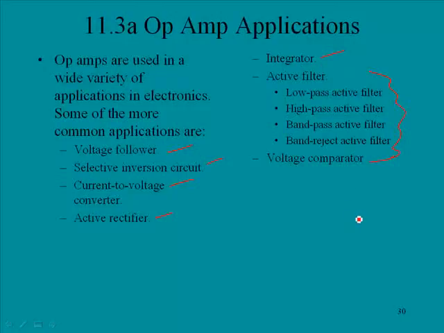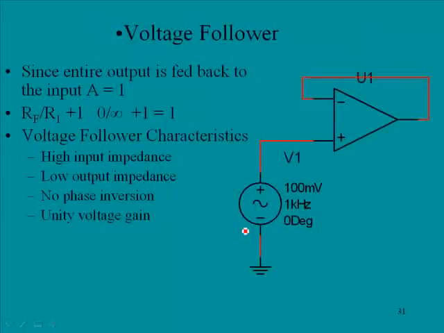In fact, we have an entire quarter of curriculum at NSCC where we do nothing but study the various applications that are used with operational amplifiers and integrated circuits. First one we're going to look at is a voltage follower. Since the entire output is fed back, gain equals 1.